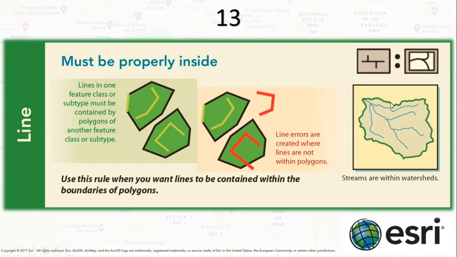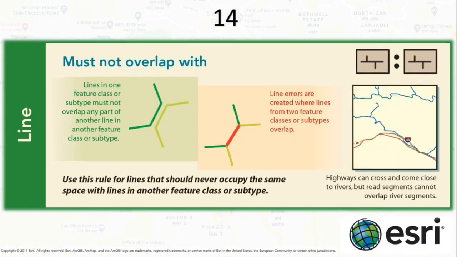Next is must not overlap with. This requires that a line from one feature class or subtype not overlap with line features in another feature class or subtype. This rule is useful when line features cannot share the same space. For example, roads must not overlap with railroads, or depression subtypes of contour lines cannot overlap with other contour lines.